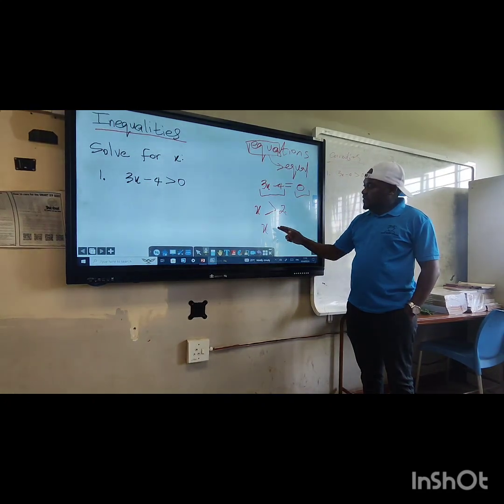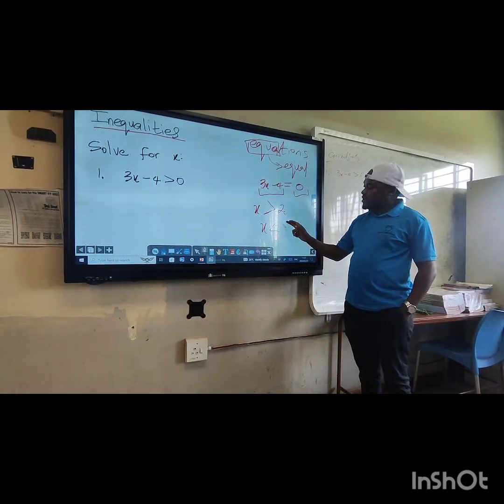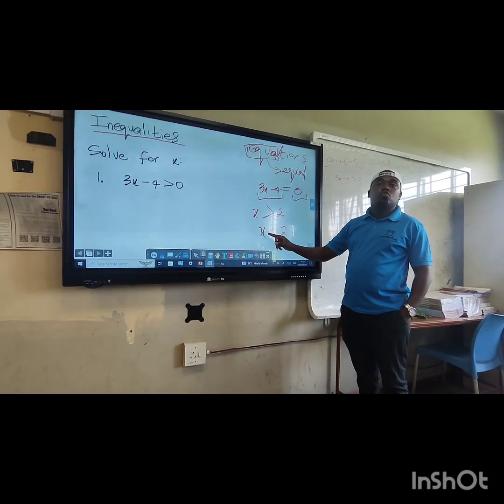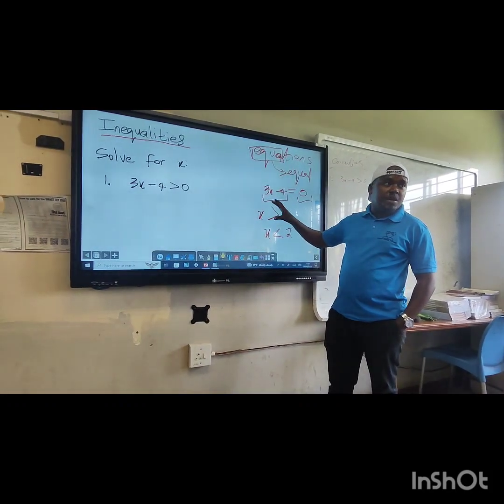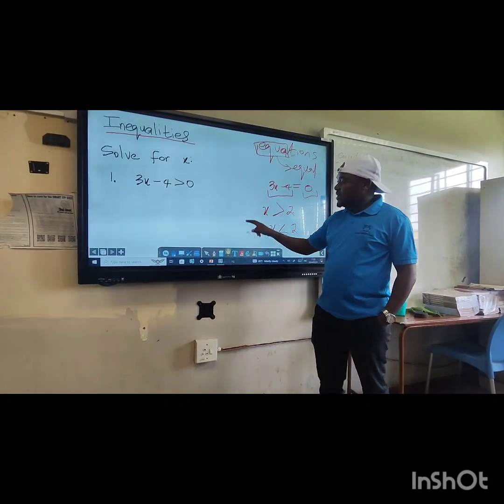And then you can have the sign of less than. It means x should be less than 2. Again, remember x can be any number here. It will be a variable. That means any number that is greater than 2.